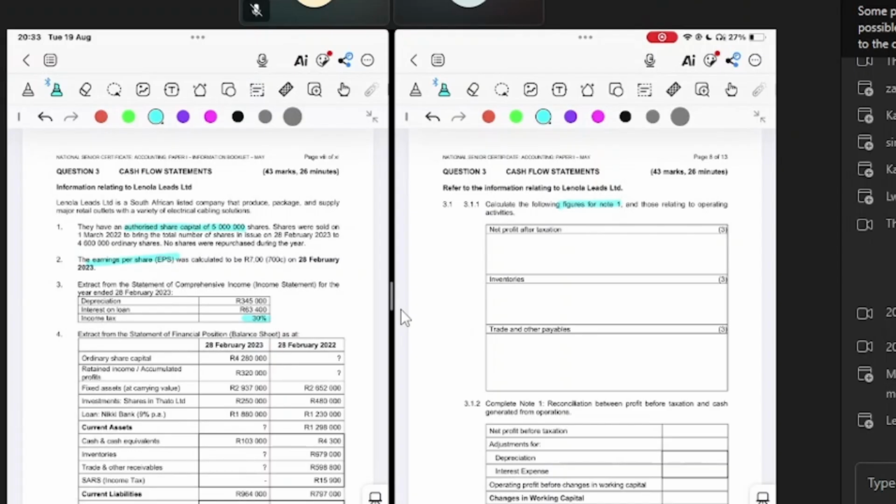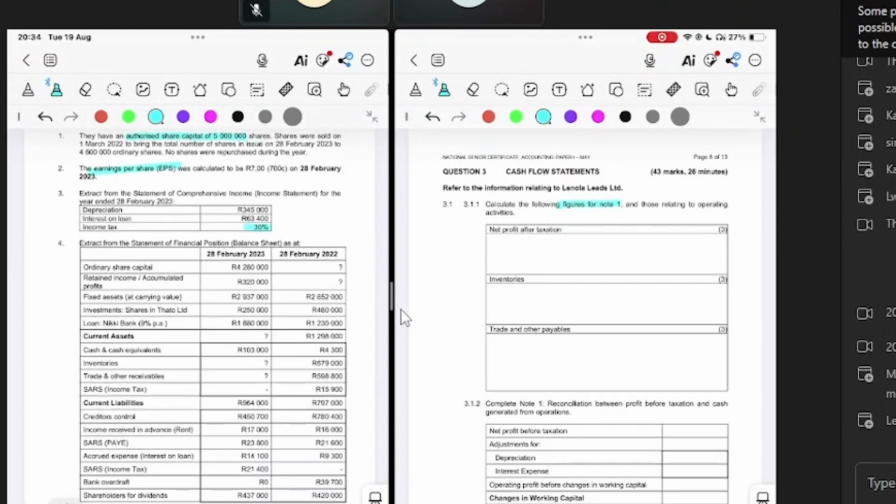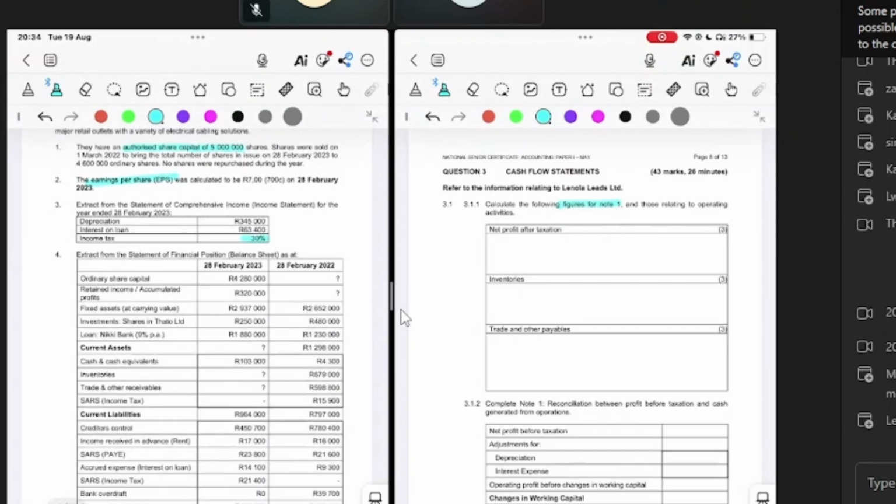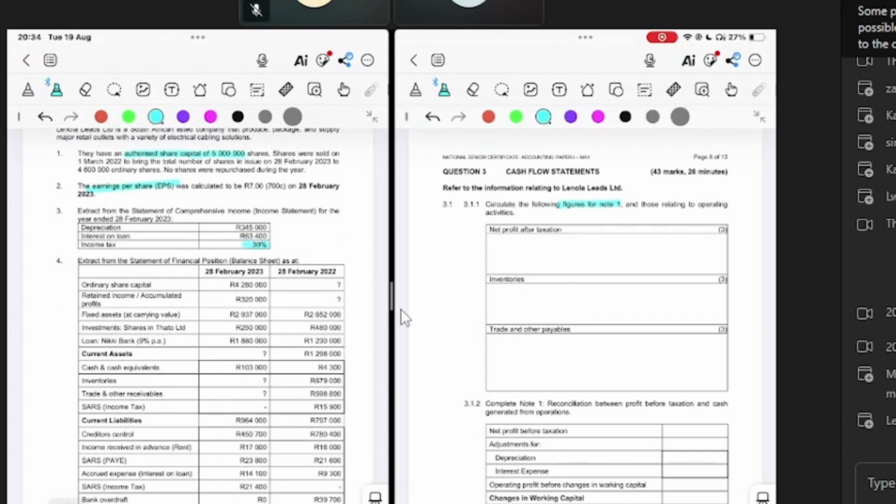For the first part, they want us to calculate what our net profit after tax is. So what is the information that they've told us? Let's see. If we look at our statement of comprehensive income, there's nothing there we can use to calculate our net profit after tax. But if we go back to information 2, they're telling us the earnings per share is calculated to be 7 Rand or 700 cents.